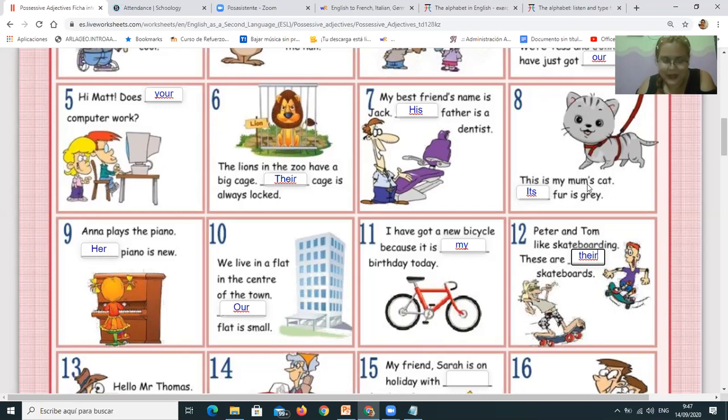Okay, great. In number 12, we are talking about Peter and Tom. A Peter y Tom les gusta andar en patineta. Estas son sus patinetas. Their skateboards. Hablando de Peter and Tom.